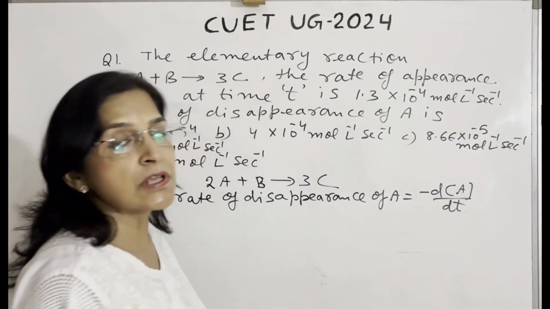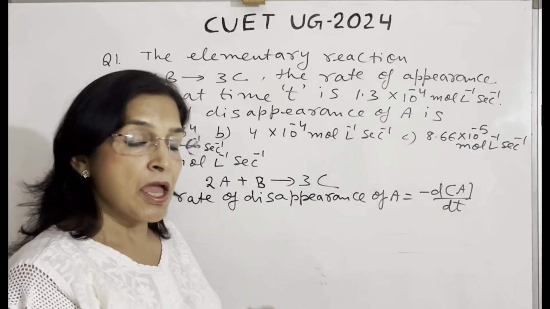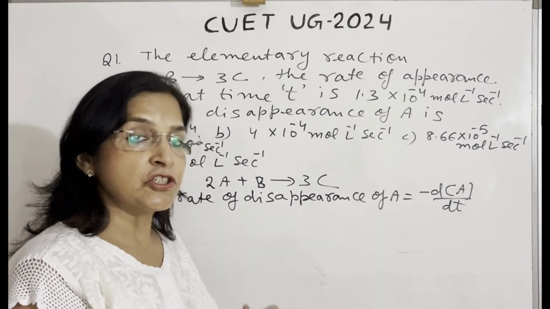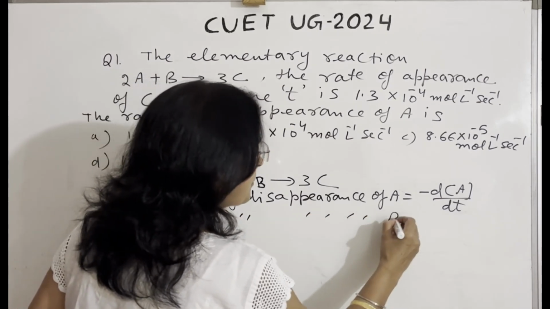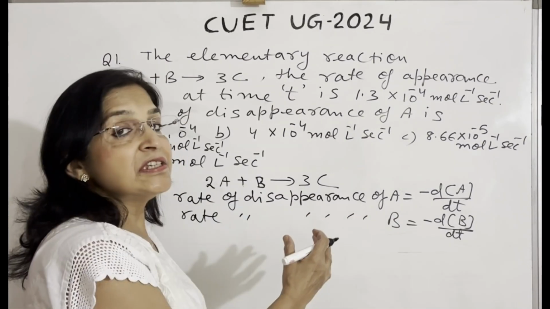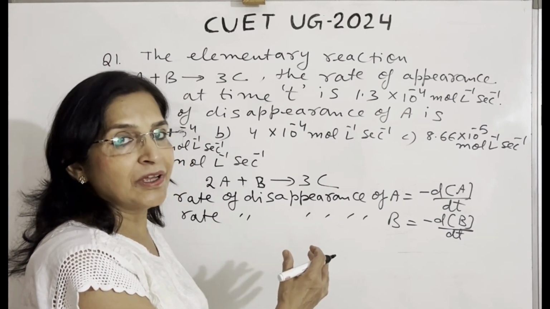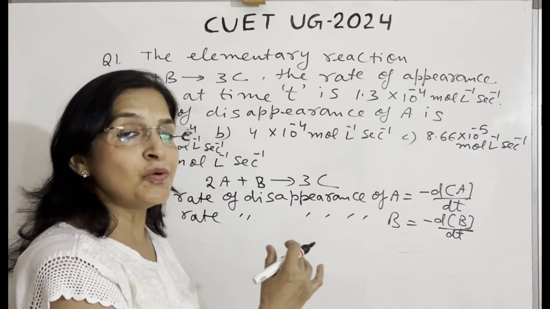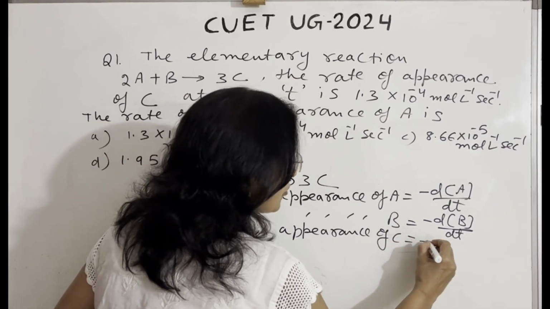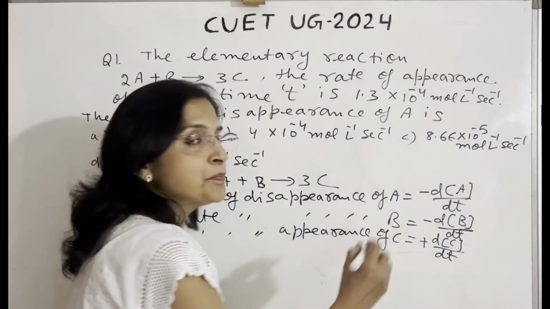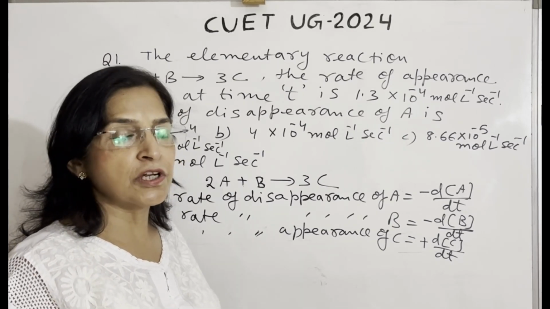We put negative sign for reactants because initially the concentration of reactants is high. As the time passes, the concentration of reactants decreases. Similarly, rate of disappearance of B. What is instantaneous rate? Change in concentration at that particular instant of time. Time interval is approaching to 0. Similarly, the rate of appearance of C is equal to, C is a product, we will put plus sign. Initially there is no product. As the reaction proceeds, concentration of product increases.